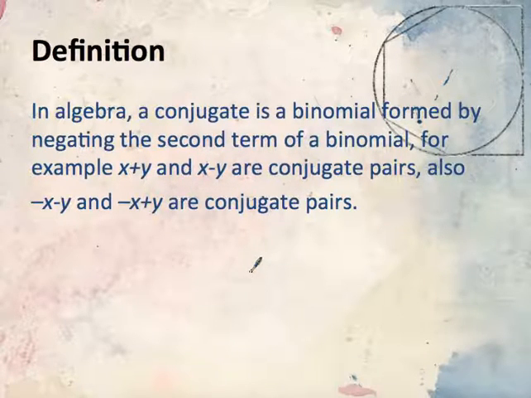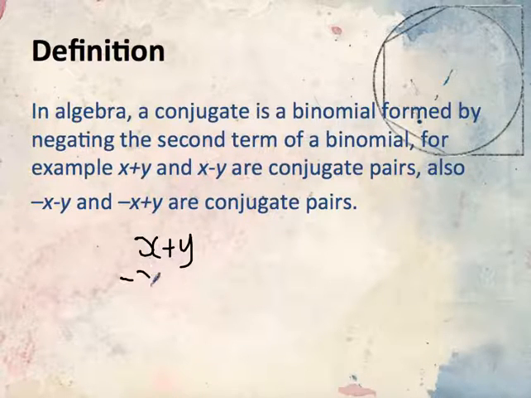Secondly, we need to define that in algebra, a conjugate is a binomial formed by negating the second term of a binomial. For example, if we have the term x plus y, then x minus y makes its conjugate pair, since the y is negated from one term to another. Also, minus x minus y and minus x plus y are conjugate pairs, again because the minus y and plus y are negated. We could equally have x plus y and minus x plus y.